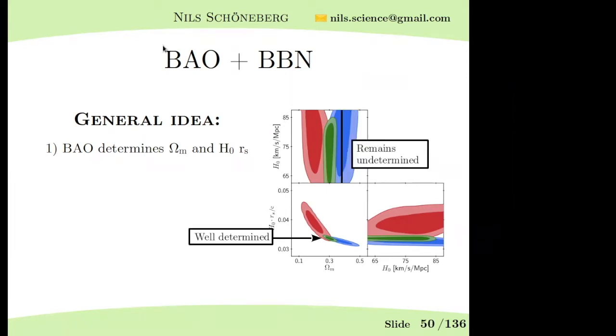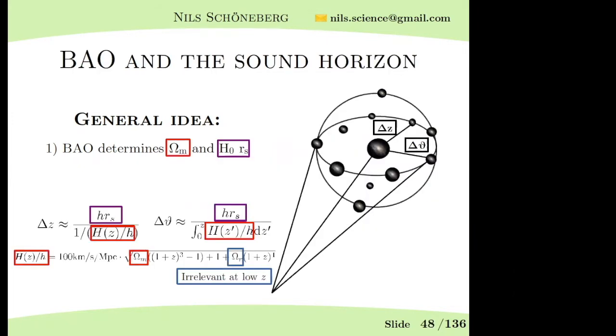So H0 remains itself undetermined, but the product of H0 Rs remains well determined, and it gets the more determined, the more different redshifts you include. So if you include different redshifts, as we have seen on the slide before this one, you have basically many probes of H(z) over H at different redshifts.